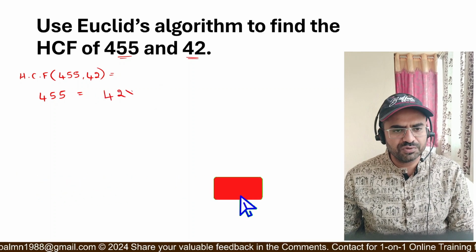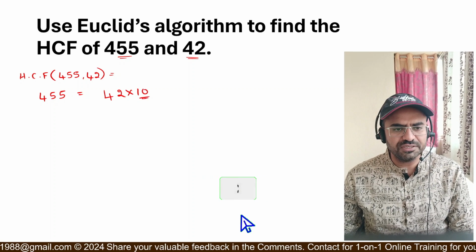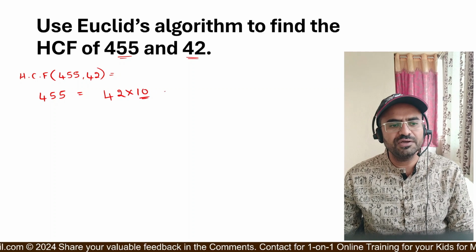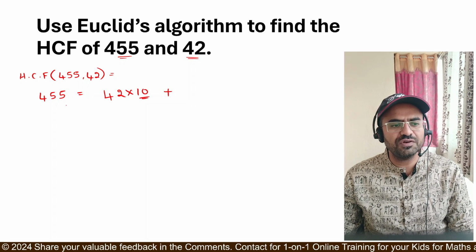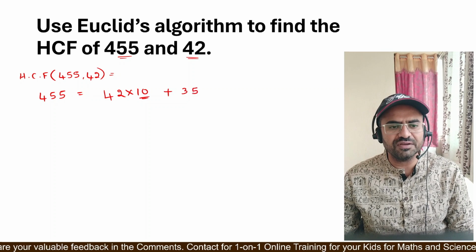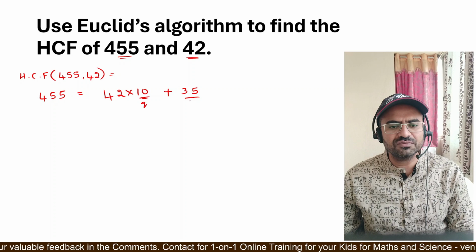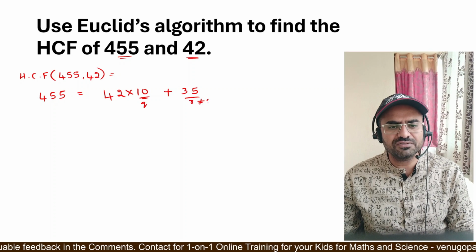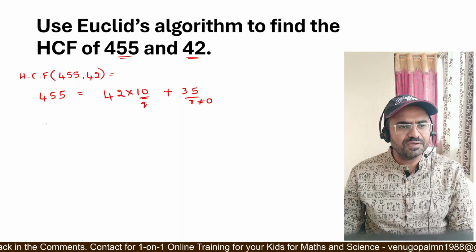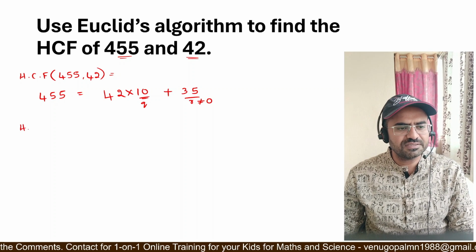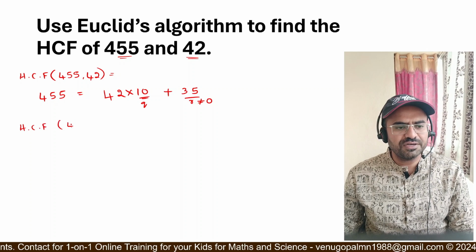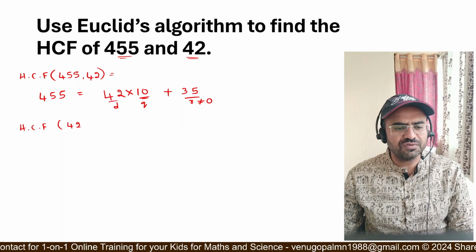42 into 10, where 10 is the quotient. 42 into 10 is 420. What would be the remainder? If you subtract 420 from 455, it would be 35. This would be your Q and this would be your R, and R is not equal to 0. Now again what we have to do? We have to apply the same step, the HCF of 42, where D is equal to 42, correct?